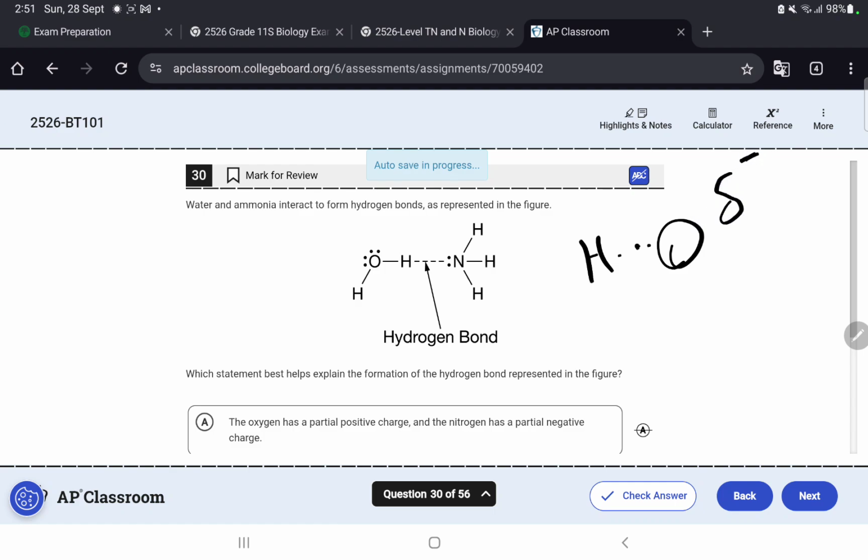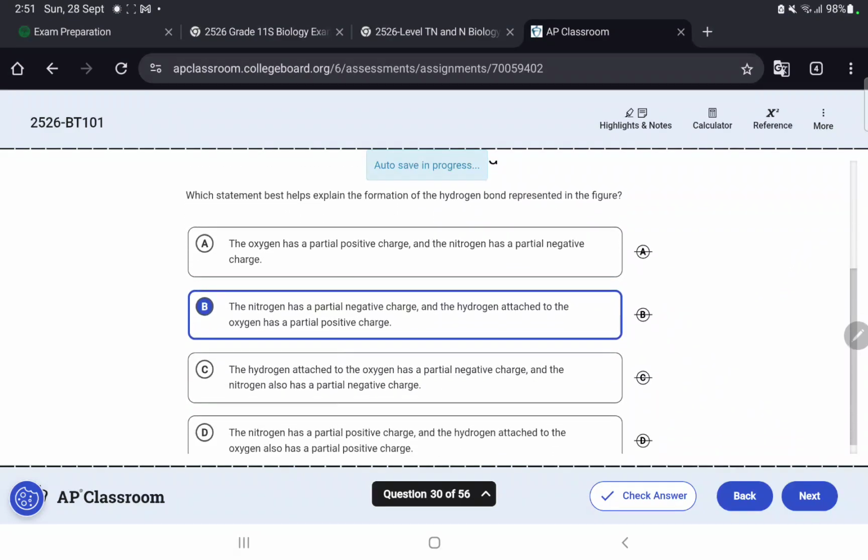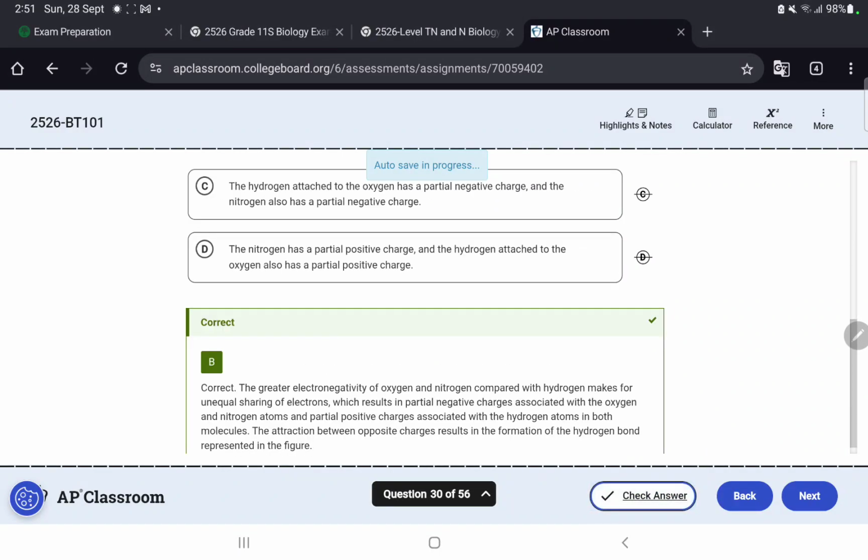Slightly electronegative atom. Anything can be inside here, anything. As long as it is slightly electronegative, just like here, which is why the hydrogen bond is formed. So the nitrogen has a partial negative charge, hydrogen is partial positive, they attract, bang, you have a hydrogen bond.